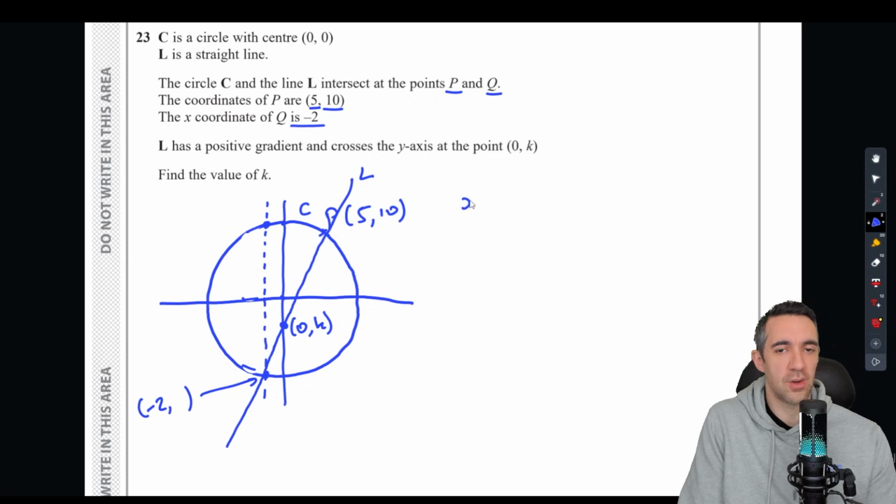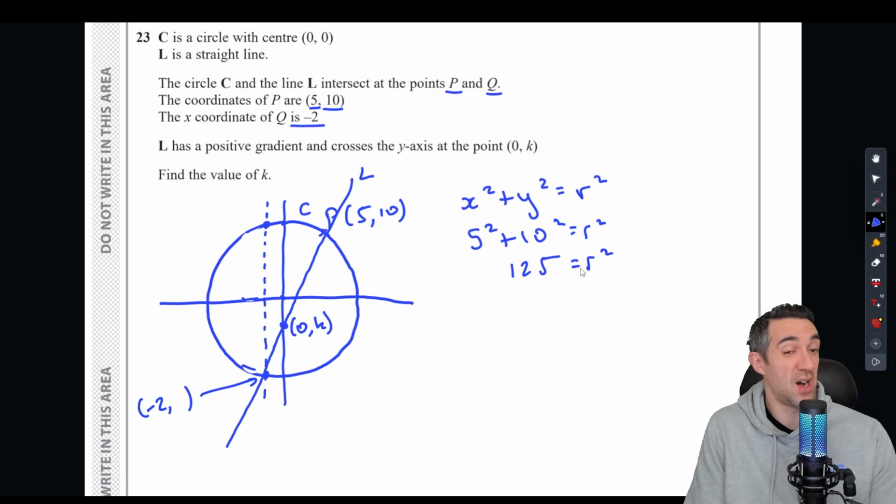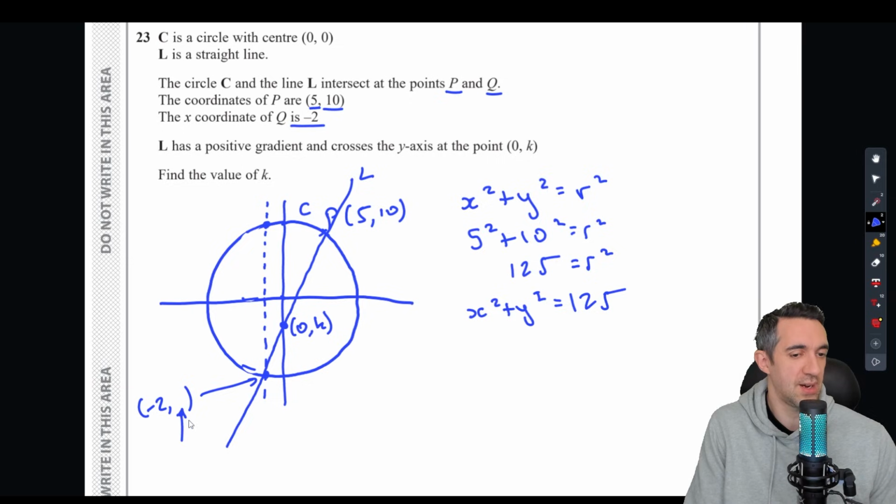So the equation of my circle is x squared plus y squared equals r squared. And I have 5 and 10, so I can sub those in. So I have 5 squared plus 10 squared equals r squared. So 25 plus 100, I get 125 for r squared. I don't actually need r, because what I want is the equation of the circle. So I now have x squared plus y squared equals 125.